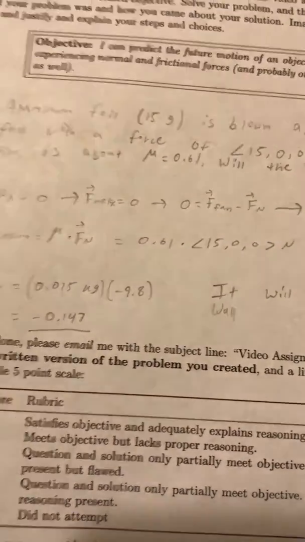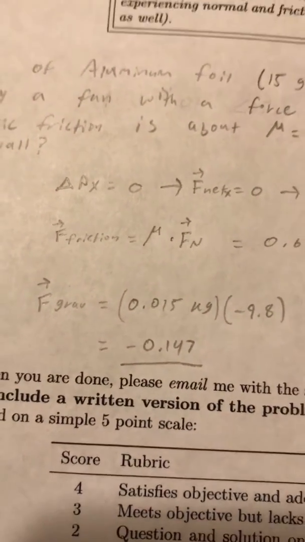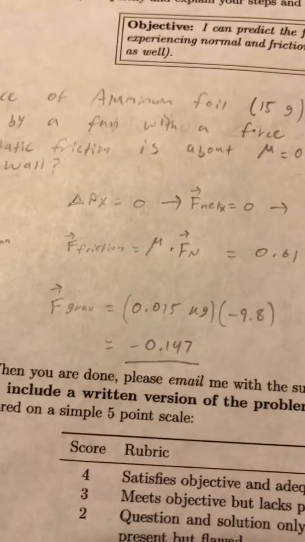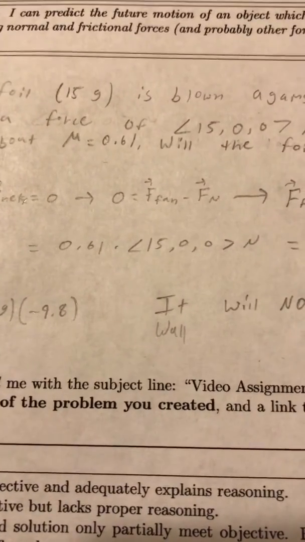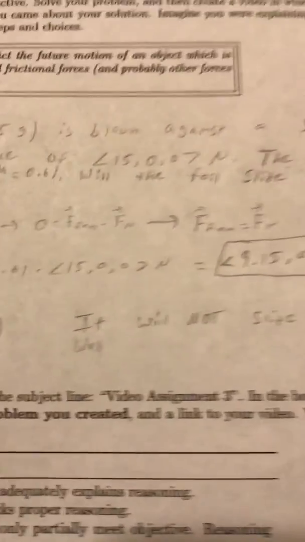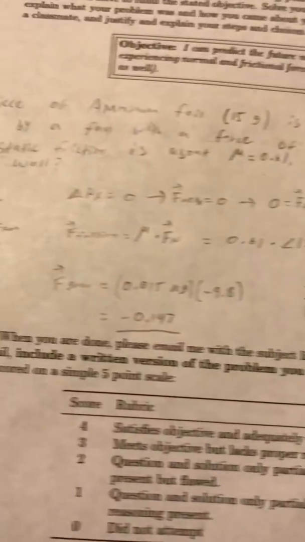So then to find the force of friction, we just multiply the coefficient of static friction by the normal force. So it's 0.61 times 1500 newtons, and we get 915 newtons.